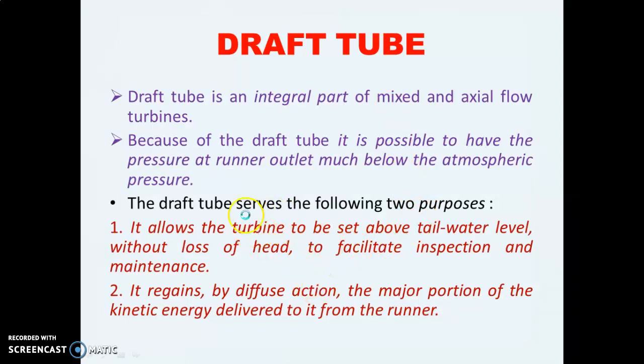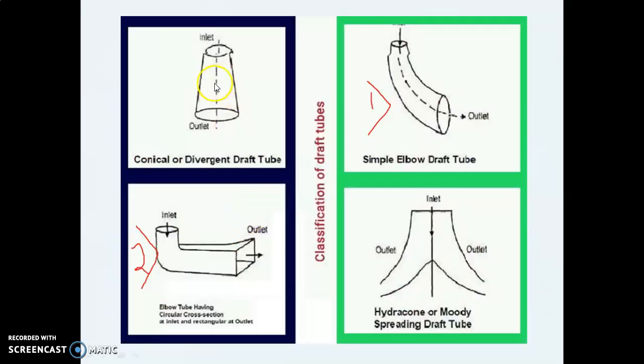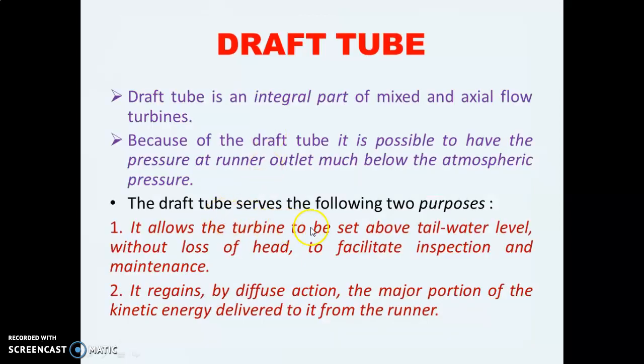First, it converts the kinetic energy into pressure energy, and hence there is no loss in energy. And second, it allows the turbine to be set above tailwater level without loss of head, to facilitate inspection and maintenance. So this is the end of the draft tube.